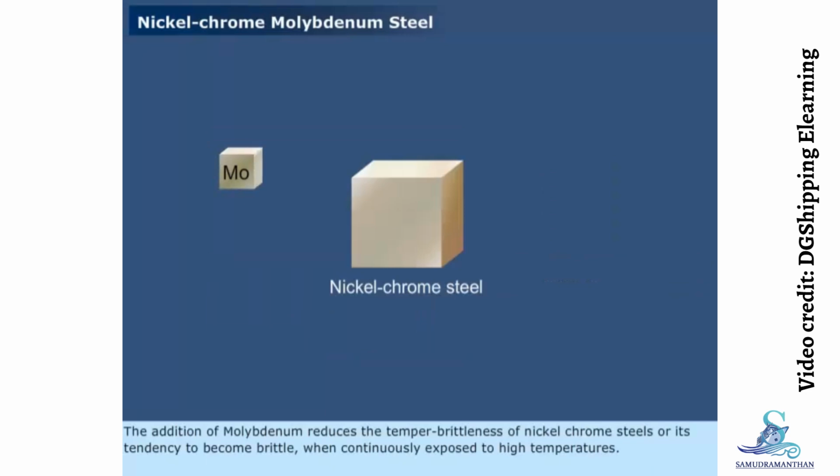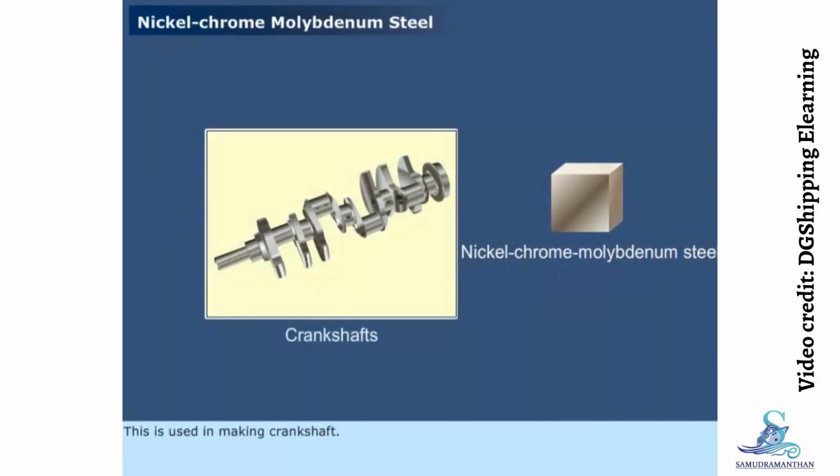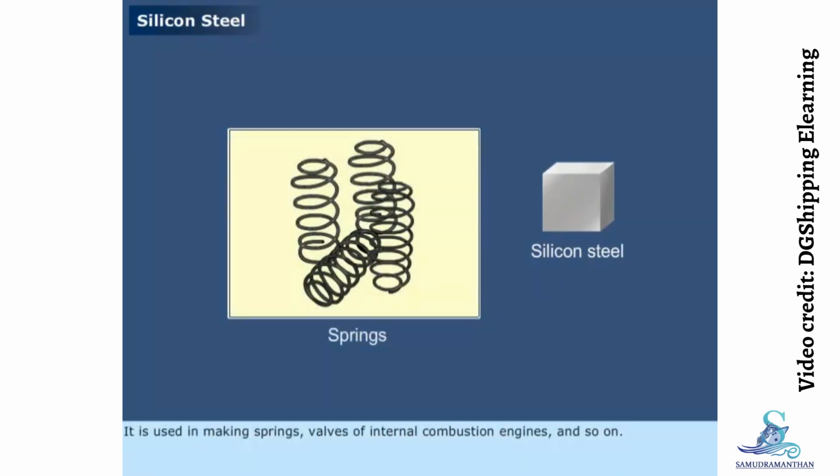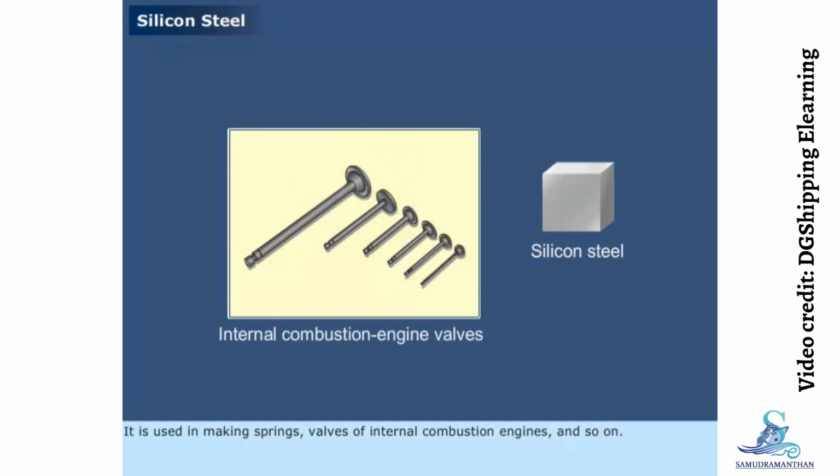The addition of molybdenum reduces the temper brittleness of nickel-chrome steels, or its tendency to become brittle when continuously exposed to high temperatures. This is used in making crankshafts. Silicon imparts strength and fatigue resistance and improves electrical property. It is used in making springs, valves of internal combustion engines, and so on.